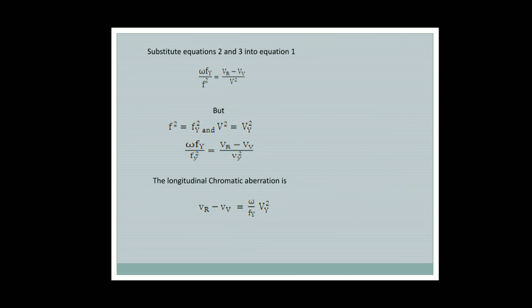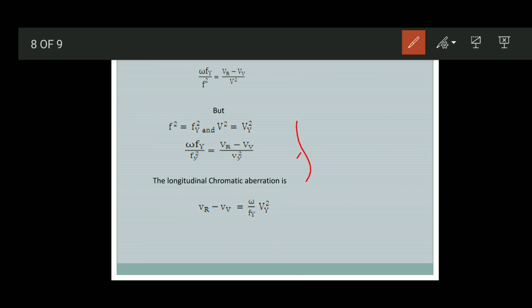But we know f is the mean focal length of red color and violet color. So f square can be written as fy square, and also v square is equal to vy square, that is for yellow color. So that omega by fy square is equal to vr minus vv by vy square. So the longitudinal chromatic aberration vr minus vv is equal to omega by fy into vy square.